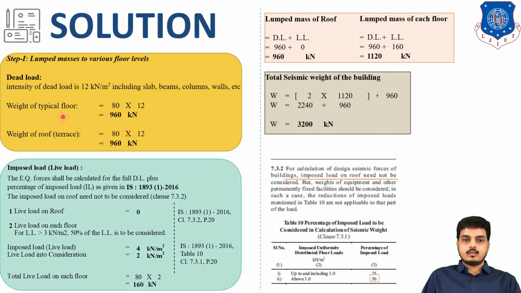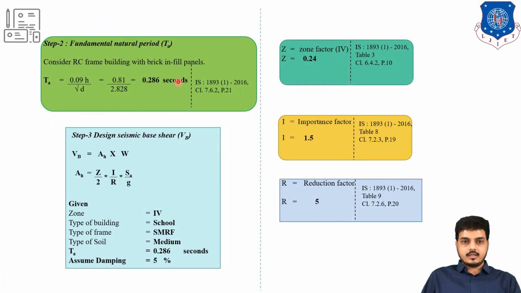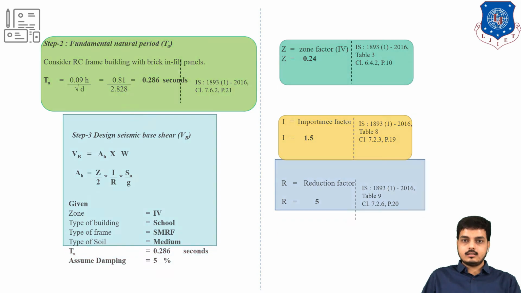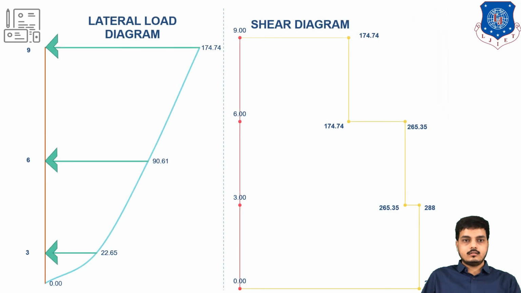The first step was to find out the weight. Then we found out the fundamental natural time period. Then the design base shear. For that we required certain factors. And at last we found out with the help of Ah that the base shear is 288 kN. And then we distributed it along the height with the help of this formula. So this was the table, and at last we drew the diagram.